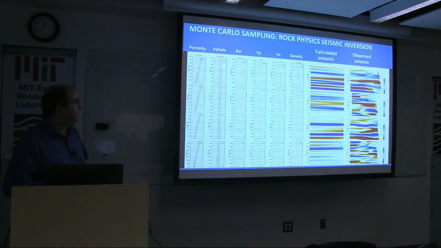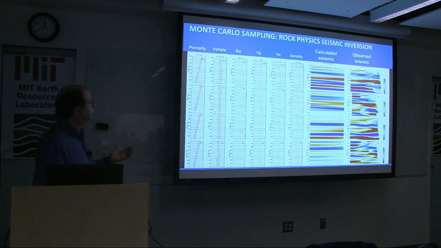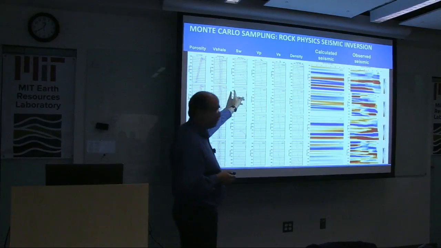And we set up the chain in the following way. I'm showing here locations of four wells in the area, but take a look only at one line, which is one well. So we're going to generate realizations according to the prior information jointly for the porosity, shale fraction, and water saturations. These magenta lines indicate plus or minus one standard deviation in the prior information. And this is for the water saturation. Then for each realization of the reservoir parameters, we use the rock physics model to calculate the VP, VS and density.